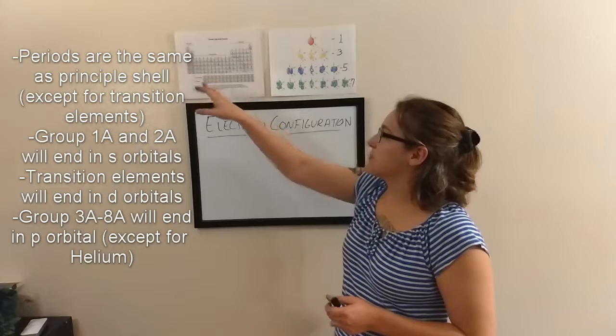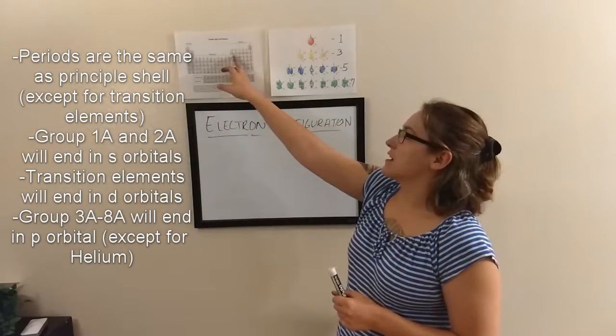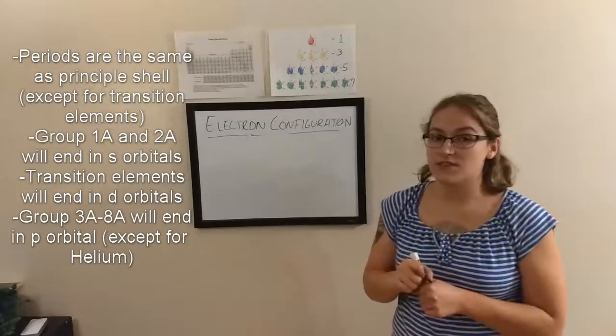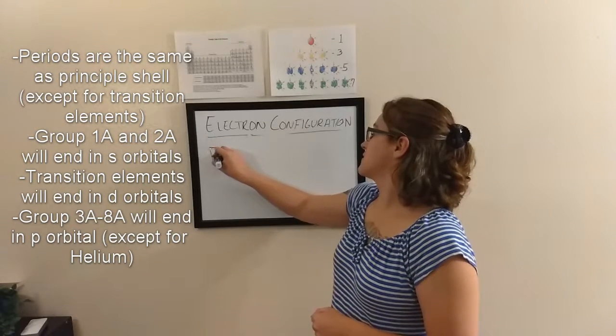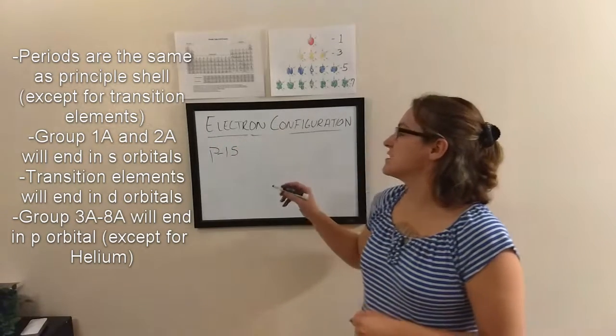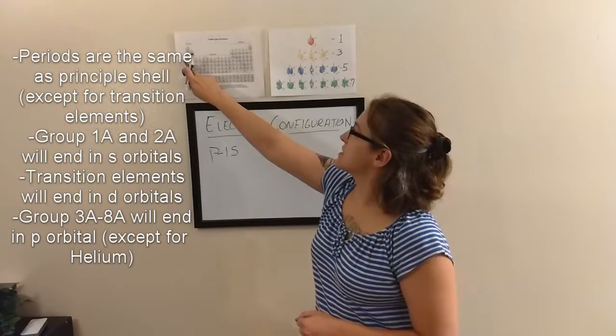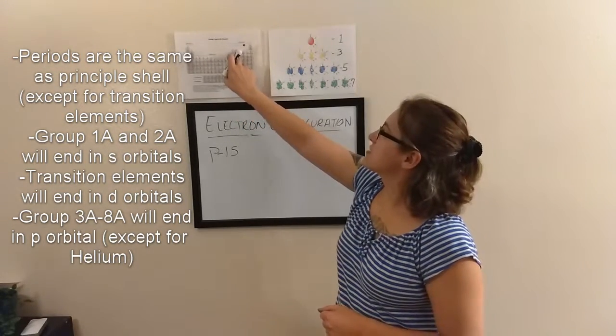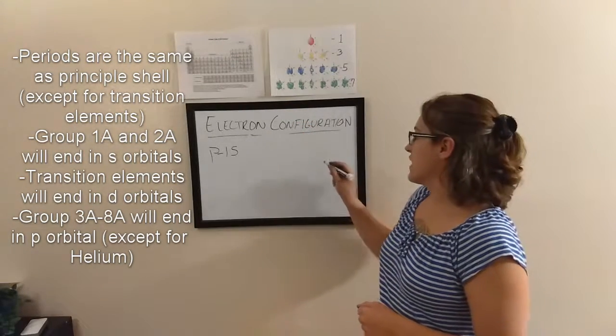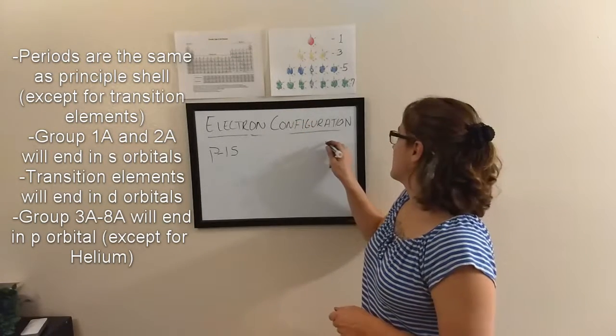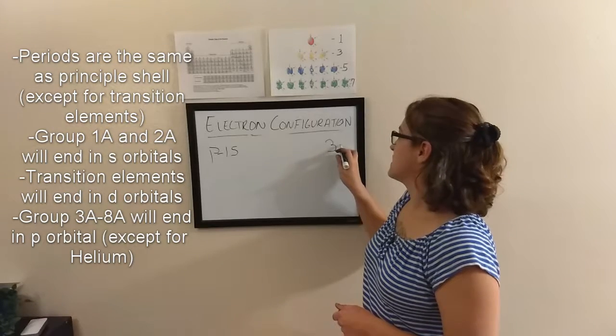So, as an example, we can start with an element like phosphorus, which has 15 electrons. So, phosphorus is in period 3, group 5a. So, phosphorus is going to end in 3p.